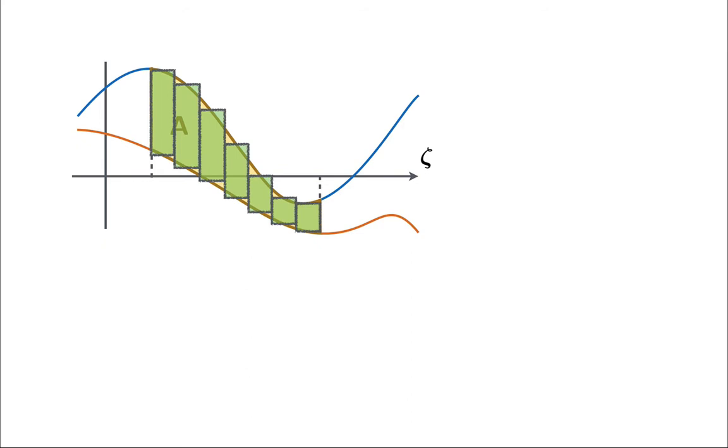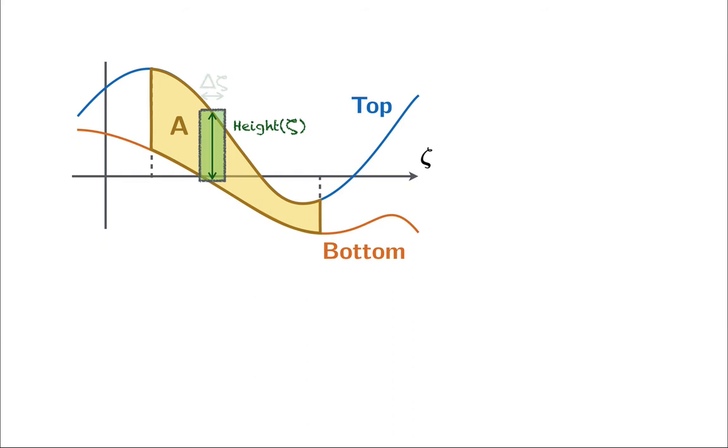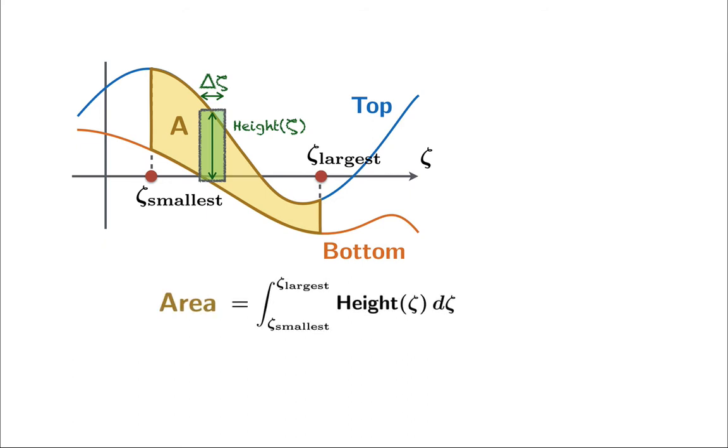So here could be your approximation of the area using rectangles. And just imagining one rectangle is enough to realize that your height function here will be a function of zeta, and your top function and bottom functions will also be functions of zeta. Here's your width, and then you want to integrate from the smallest value of zeta in your picture to the largest value of zeta. So you can get a sort of generic formula that looks like this.